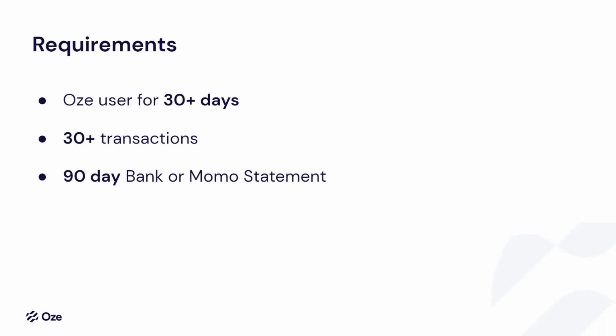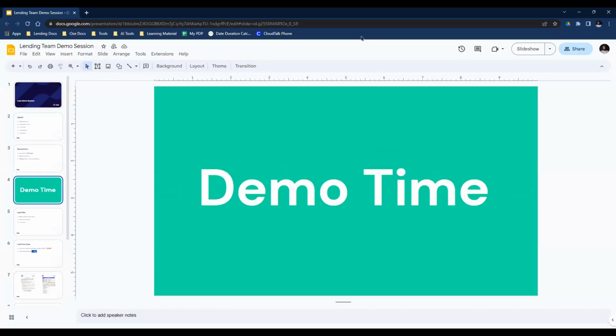Right, so those are the requirements. So what we'll do now is I'll very quickly share the screen of my phone, and then we can go through a live demo of what applying for a loan on the new Oze Coupon Tool app looks and feels like. So I'll just quickly share my screen, and then I'll walk us through that.